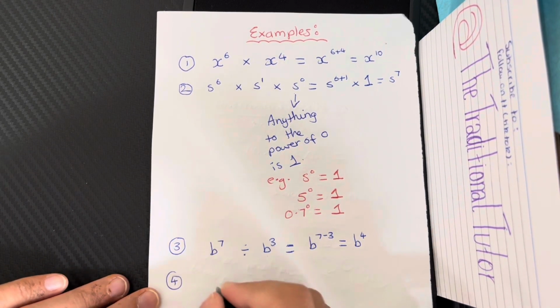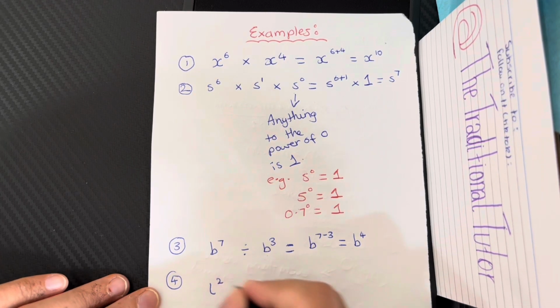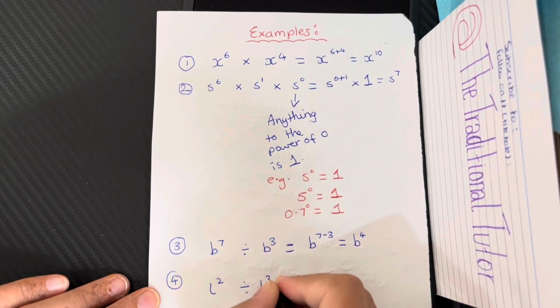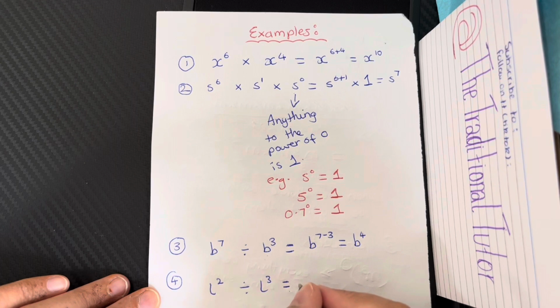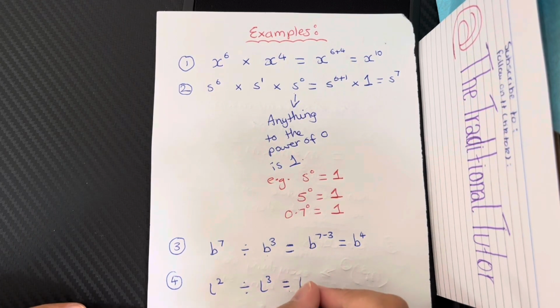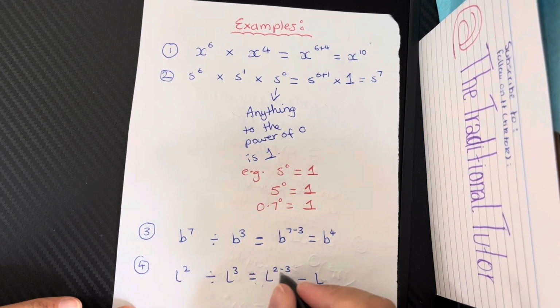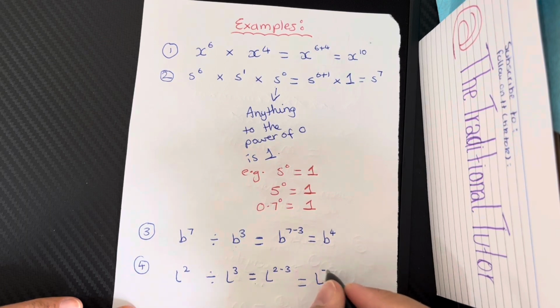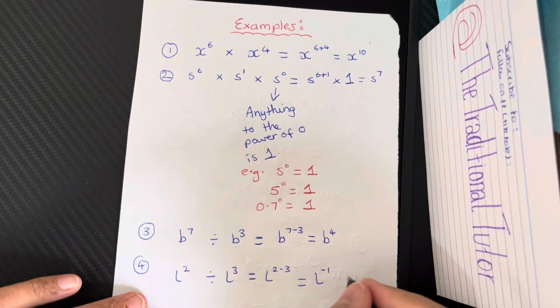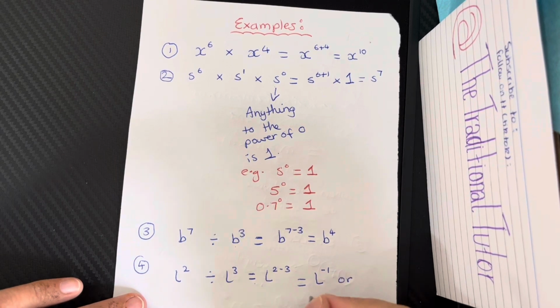Okay, and then example 4, we've got l squared divided by l cubed, and we'll be looking at what happens now that we subtract the following powers. So you can get a negative power as well, like in this case, l to the power of 2 minus 3 will just be negative 1. You can write it as negative 1, or we can write it as 1 over l.